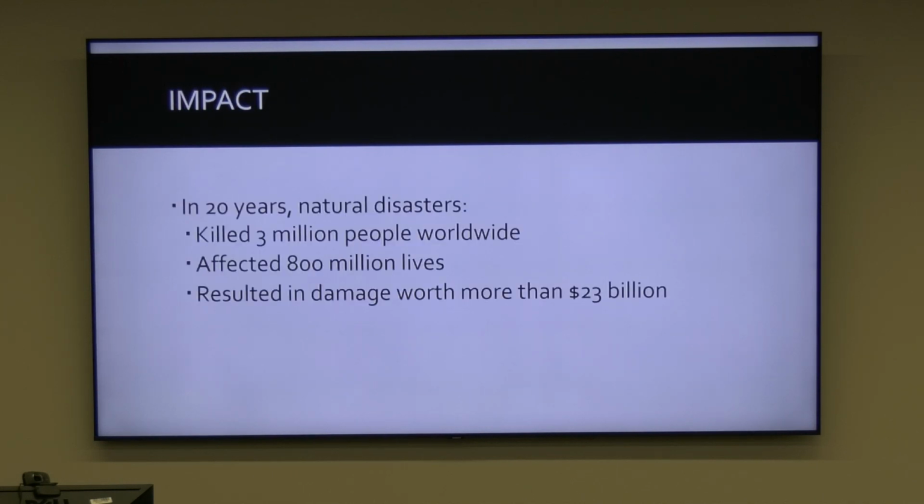So let's talk a little bit about impacts of disasters. In the last 20 years, natural disasters have killed over 3 million people worldwide. It has affected 80 million lives, whether it means that it displaces them from their living conditions, it affects their socioeconomic status, or any other reasons that it might have affected those lives. And it resulted in damages worth more than $23 billion.